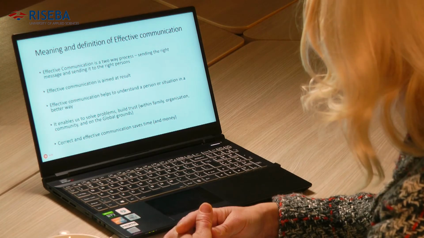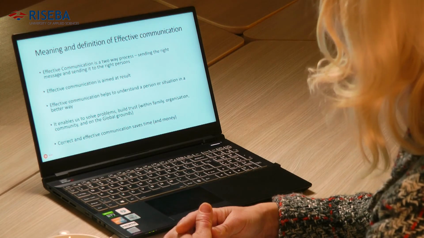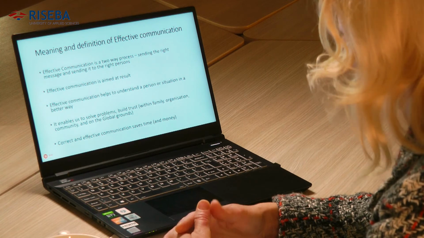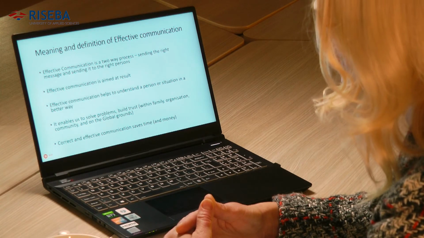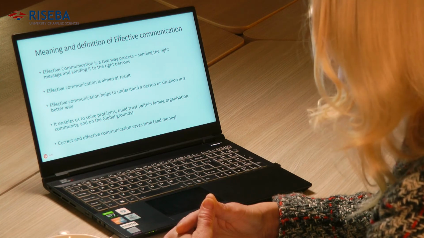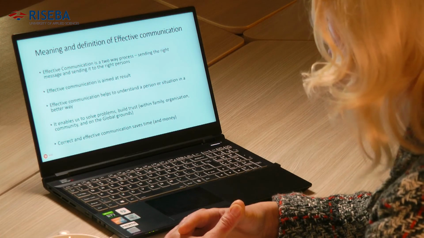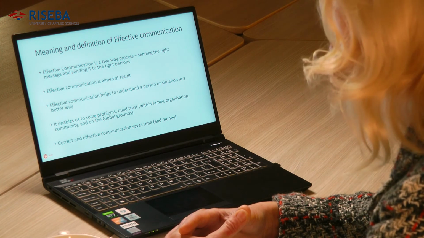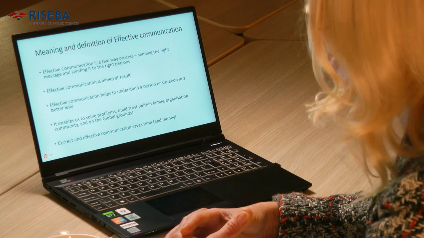serving sustainable goals, if we wish to think of it in these terms. Because if we have good, effective communication, we do not lose time, we appreciate each other, we respect each other, and that, of course, contributes to society in general terms. So it actually is a healthy process. Correct and effective communication saves time, makes us more happy and satisfied with our life.